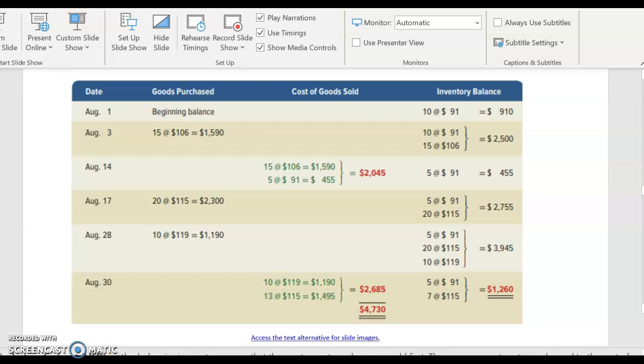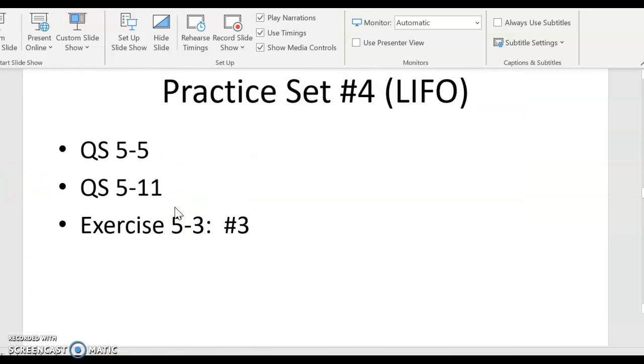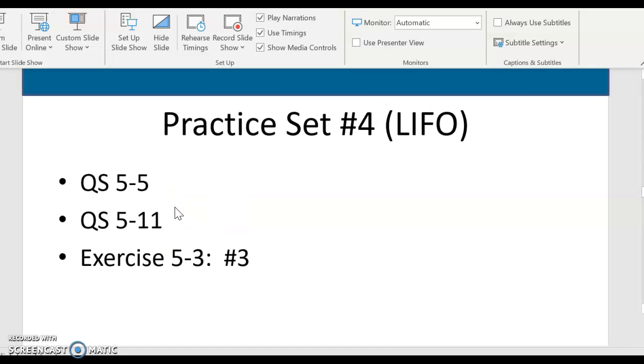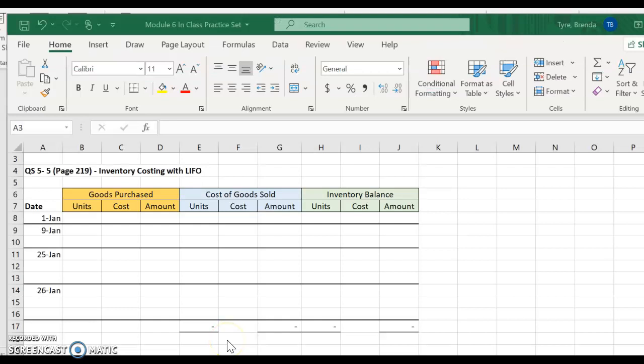Let's go take a look at the problems. Here we'll be doing QS 5.5, QS 5.11, and we'll go back to that exercise 5.3 and do number 3, the LIFO evaluation. So please open up your workbook and work through those problems and come back and walk through them with me. Start with QS 5.5 on page 219.